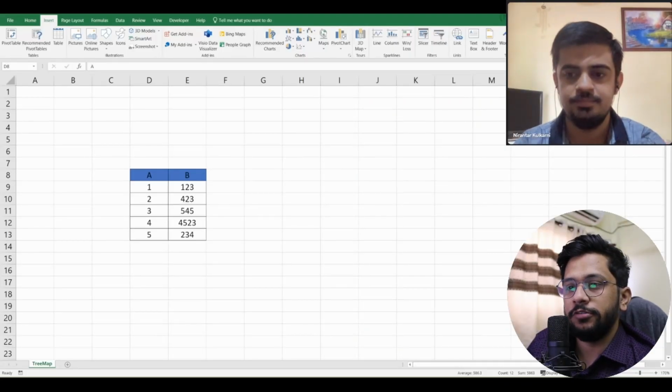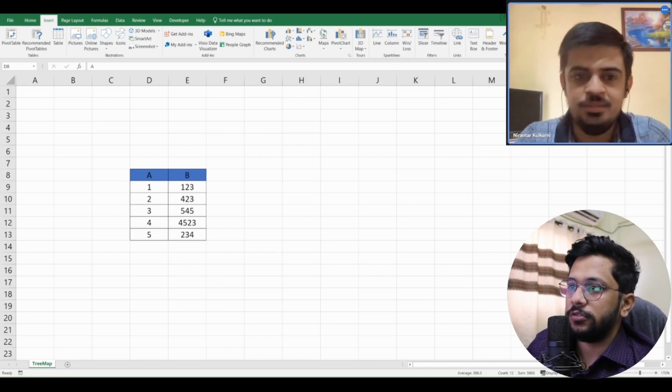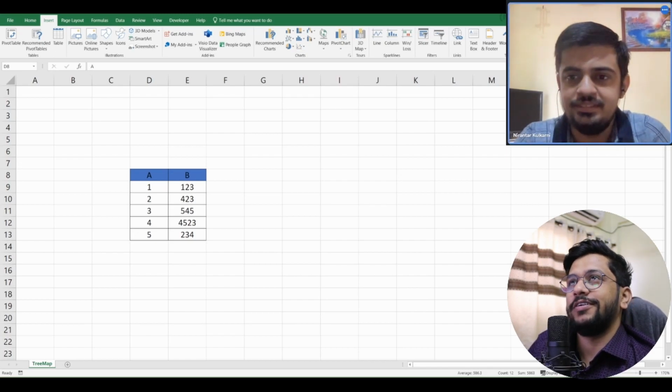So Nirantar, today we will be discussing tree map. What comes to your mind when you hear the word tree map in terms of visualization? No idea. Okay.